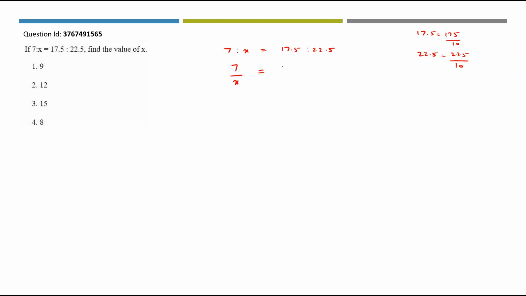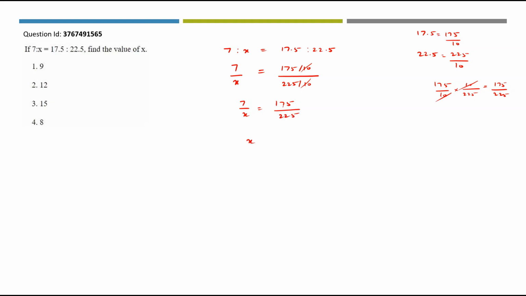Now we will have this as 175 divided by 10 in the numerator, then 225 divided by 10 in the denominator. When you have 225 by 10 in the denominator, this will become 10 by 225 in the numerator. 10 and 10 will get cancelled and ultimately you will have 175 by 225. After this computation, we are cancelling 10. 7 by x is equal to 175 divided by 225.